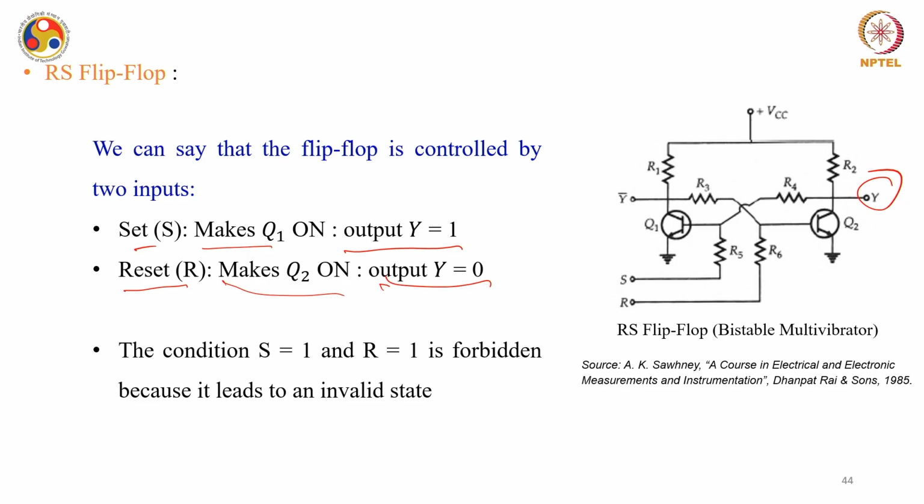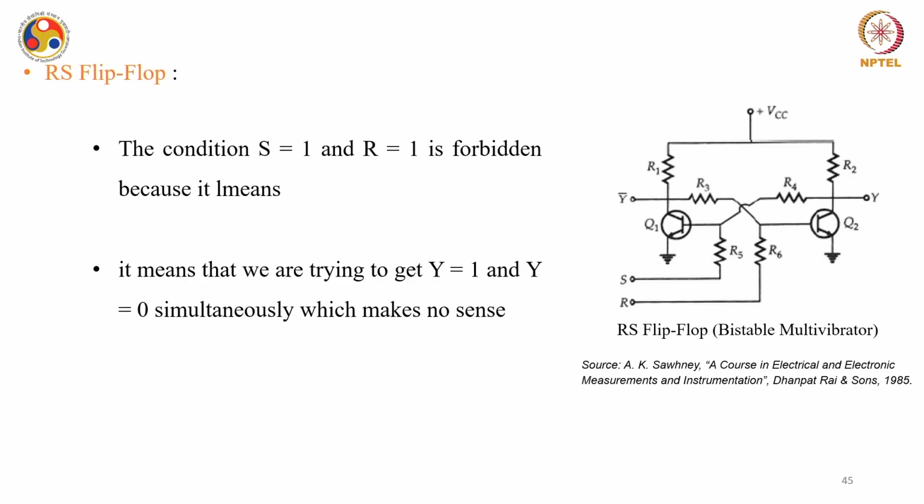Now the condition S equal to 1 and R equal to 1 is forbidden because it leads to an invalid state. I am telling you this is invalid, or forbidden, because when you say S equal to 1 and R equal to 1, it means that we are trying to get Y equal to 1 and Y equal to 0 simultaneously, which makes no sense, right?